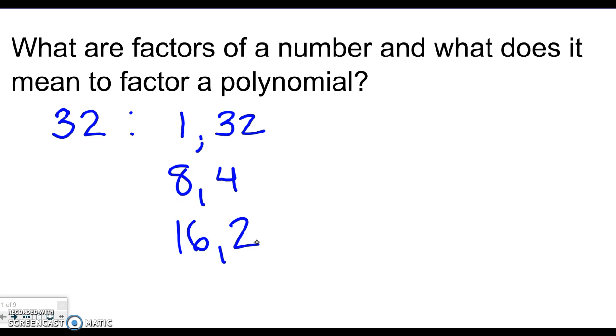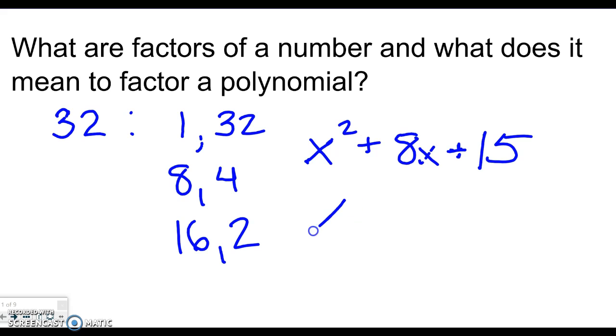So let me give you an example. If I have something like x squared plus 8x plus 15, that is my end polynomial. I multiplied 2 things together to get to that. So what are the 2 things that I multiplied together to get to that polynomial? Well, I know that they're 2 separate binomial expressions.